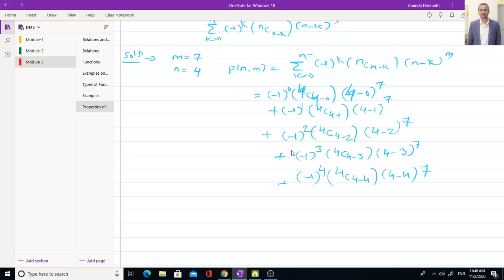Now if you simplify this, at the end you will get the answer as 8400. You just simplify this, applying the formula for nCr. The nCr formula is n factorial divided by (n minus r) factorial into r factorial. If you simplify all these terms, you will get 8400 as the answer.